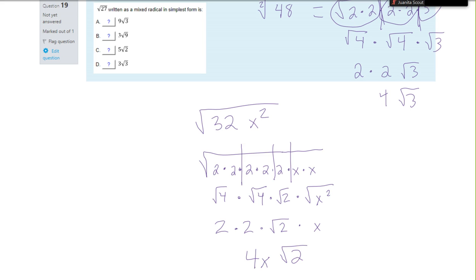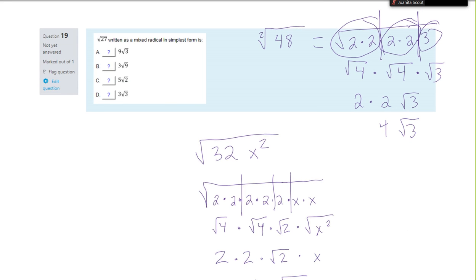Doesn't matter what's in there. And it doesn't matter if there's a number out there or outside already. It's just another thing that, when we rearrange stuff, is just going to be multiplied by the other stuff that's outside.